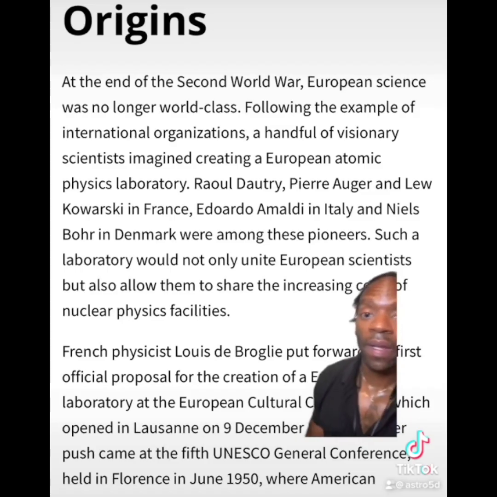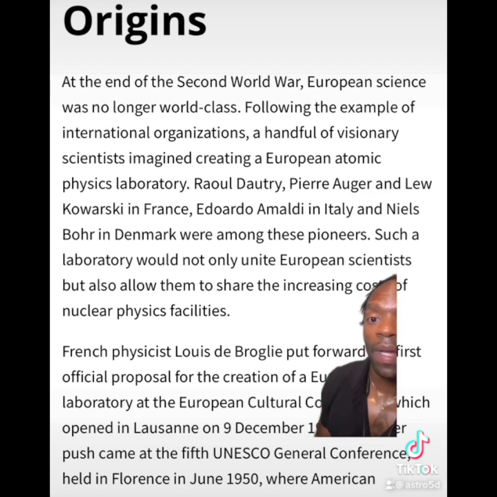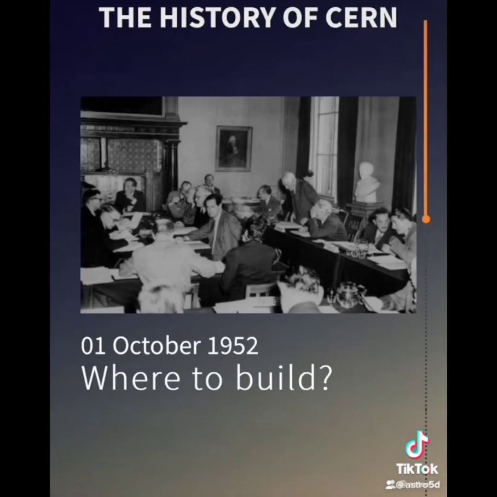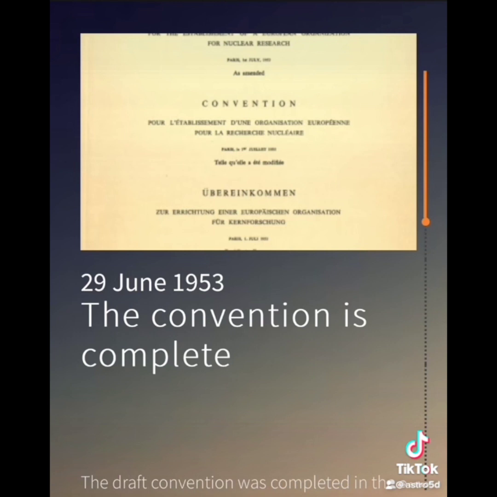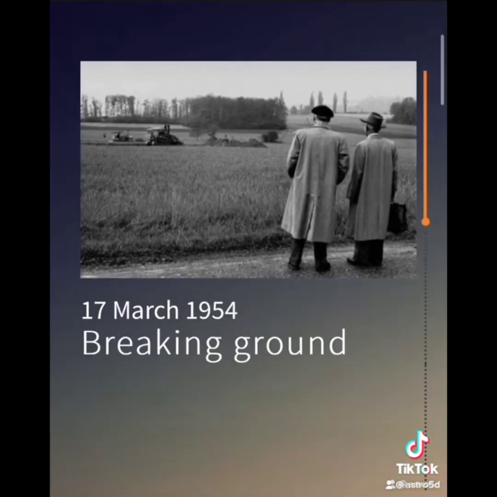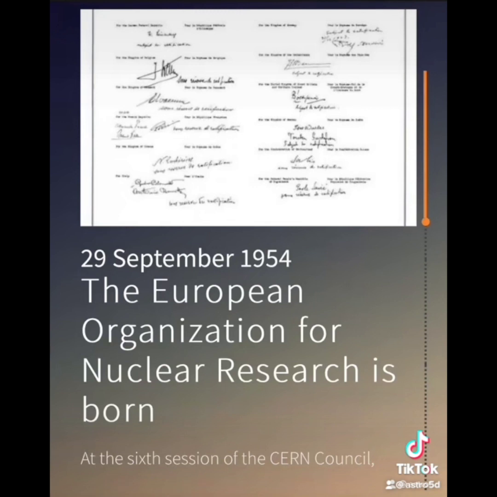Its origins can be traced back to December the 9th, 1949. At the end of the Second World War, you can pause to read the rest. And then in 1952, they were looking for where to build, and Geneva was selected for the site. May 5th, 1952, the first meeting of CERN Council. June of 53, the convention is complete. March 1954, they are breaking ground for CERN. This is odd. September 54, the European Organization for Nuclear Research is born. And this was at the 6th session of the CERN Council.